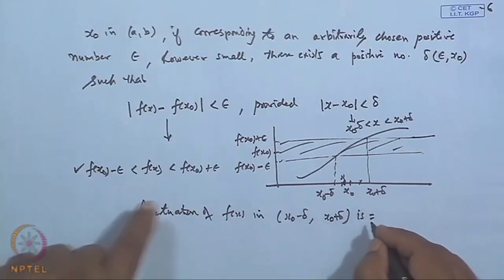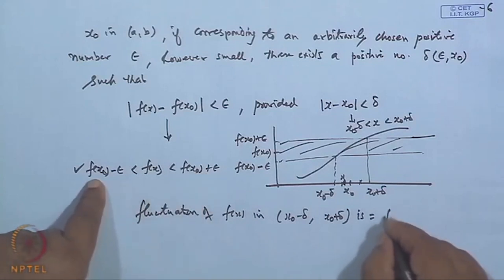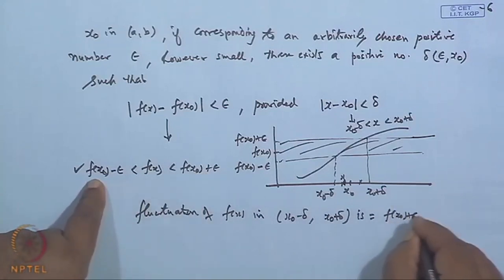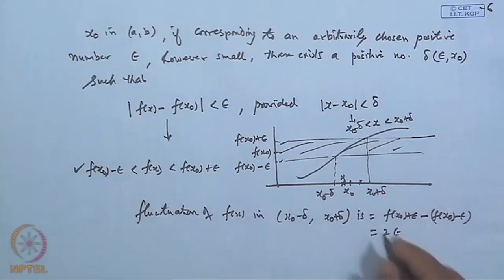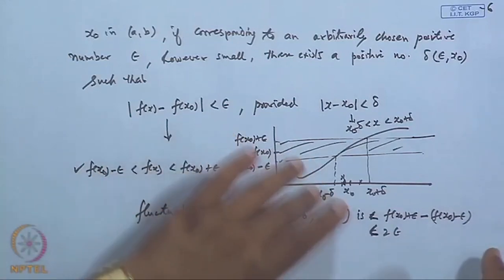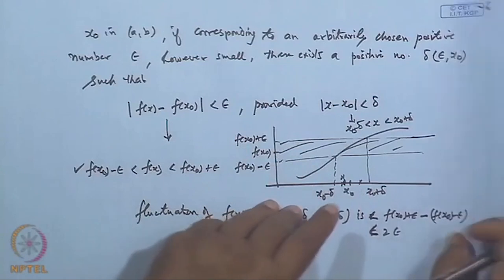It is basically the difference between the upper and the lower bound: x naught plus epsilon L minus f(x naught) minus epsilon L, which is equal to 2 epsilon. So if this fluctuation is less than 2 epsilon L, a very, very small number, then we say the function is continuous. So this is also considered a necessary condition for the function.